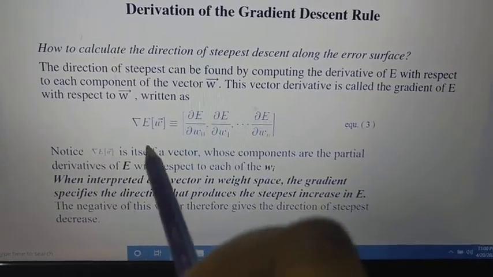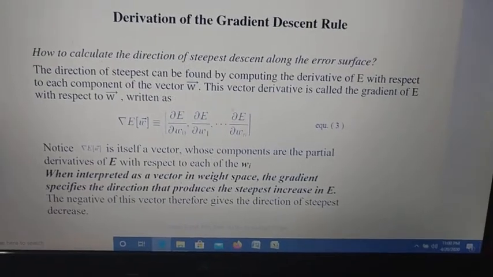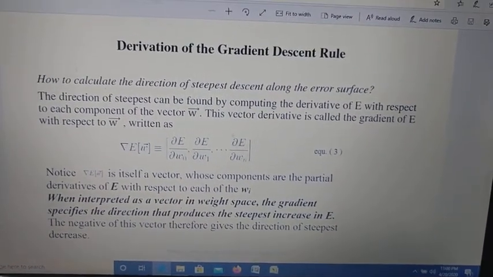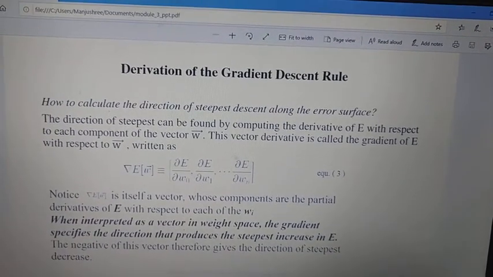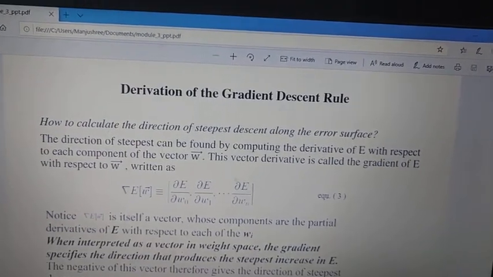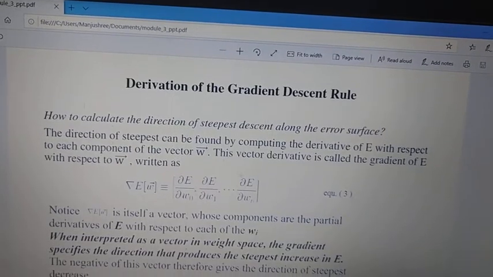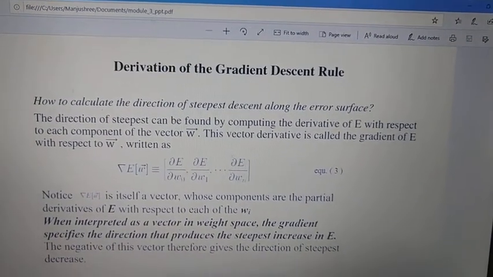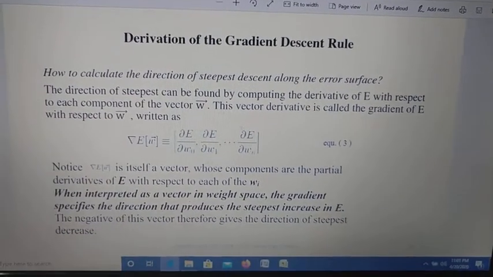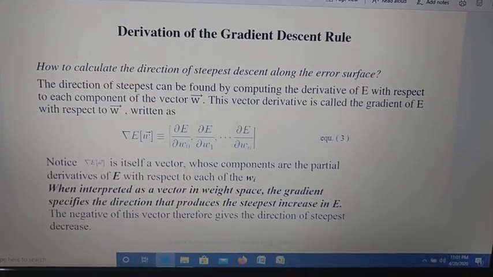So this del of E vector is a vector where we take the partial derivatives of the error with respect to each and every weight. This vector derivative is called the gradient of E with respect to W vector. Now if the gradient is negative, then we say that it is the steepest decrease. If the gradient is positive, then we say that it is the steepest increase.